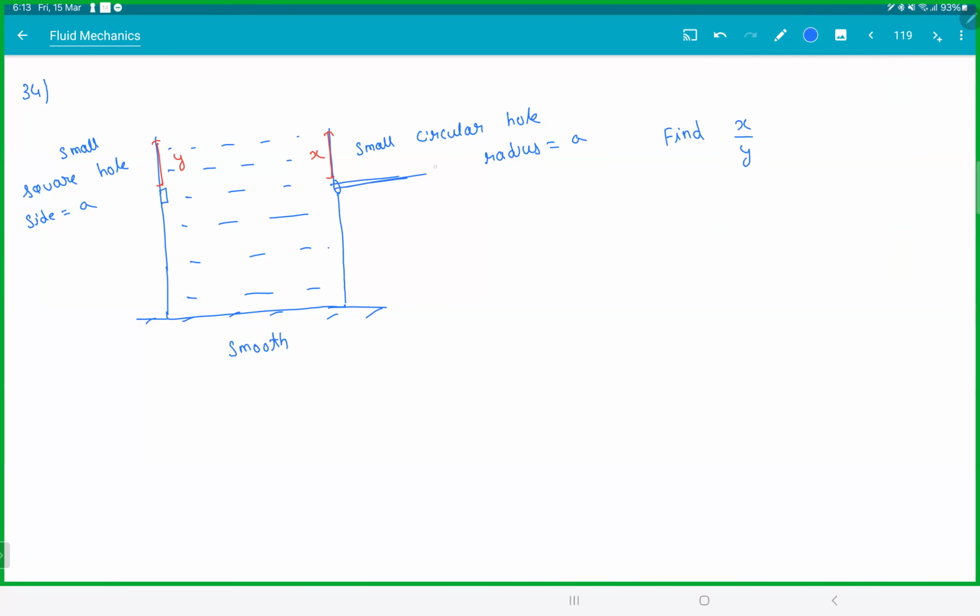Because see, when the liquid is going out, they're like rocket boosters, isn't it? Water jets will exert force. Find x by y if the acceleration of the container is zero initially. Get this.